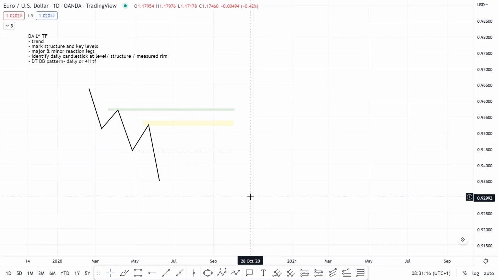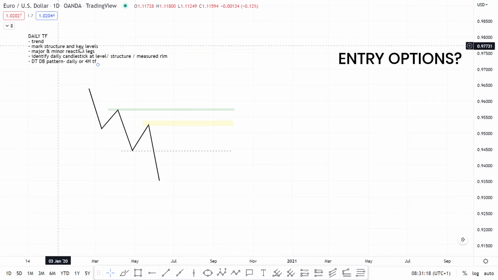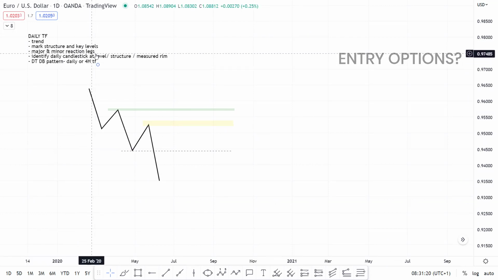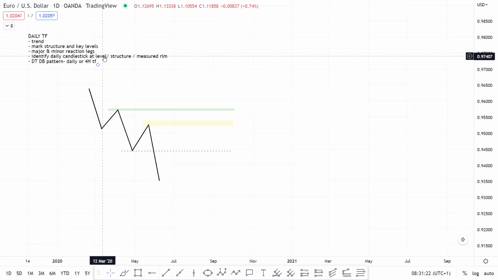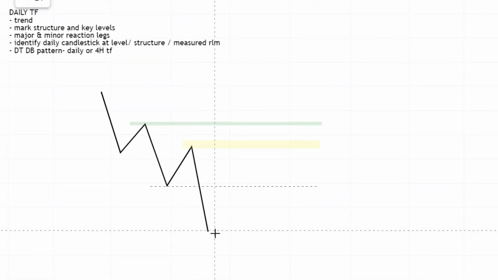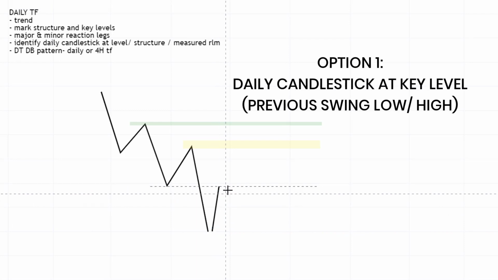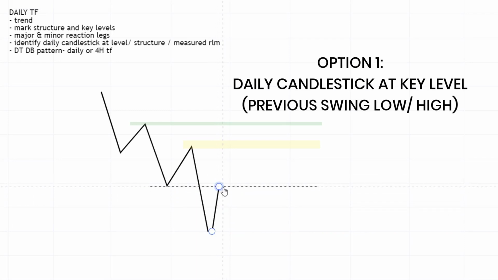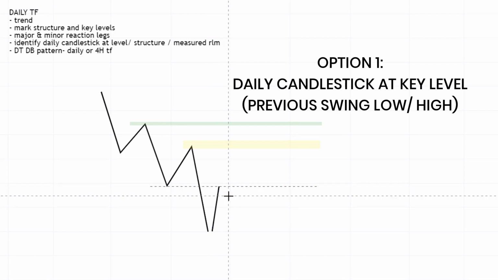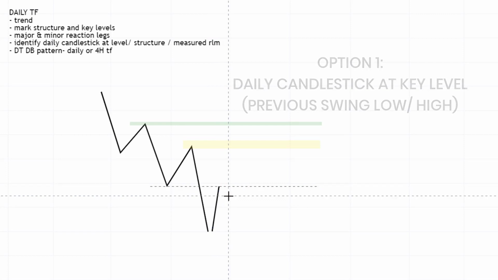So what are the entry options? Well, we've marked the structure and the key levels, the major and the minor reaction legs. Identify a daily candlestick at level structure or the measured reaction leg measurement. So this basically means that we're looking for price action to pull back to this key level here. Option number one would be we would get an interesting candlestick at this level. So this could be a bearish engulfing, this could be a bearish pin bar, or it could be an inside candle.